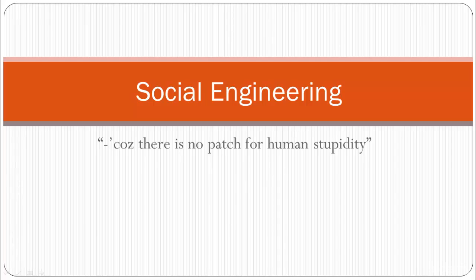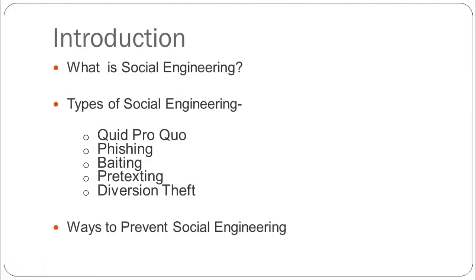So what exactly is social engineering? In this tutorial today, I will take you through what social engineering is, and the different types of social engineering. There are 5 different types: baiting, phishing, quid pro quo, pretexting, and diversion theft, which is normally conning people. And I will also cover the ways to prevent them. These are what I will be teaching you today.